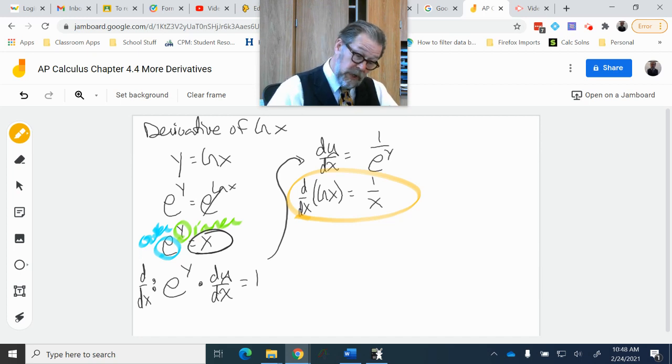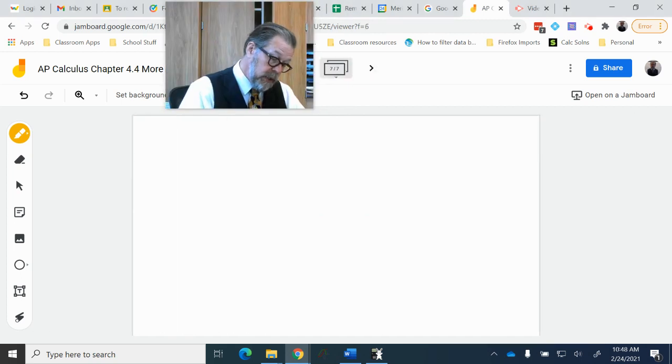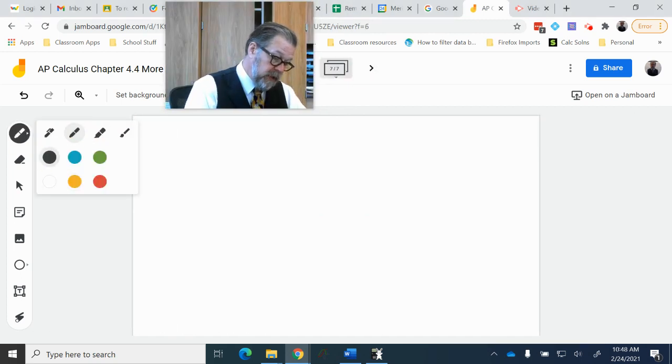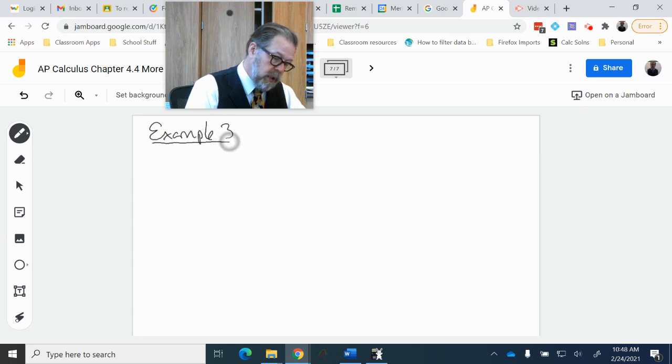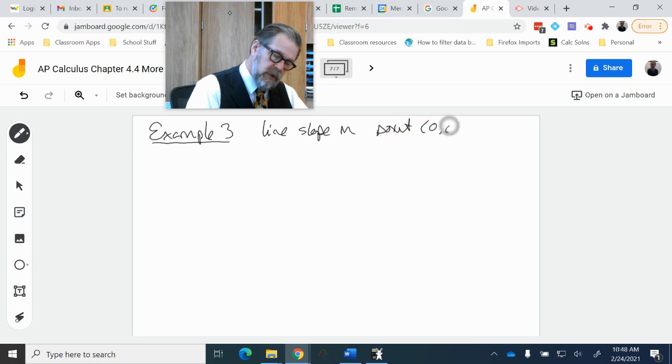All right, let's do an example. We'll switch to the next page. This will be example 3. If you're following along in the book, these are straight out of the book. We have a line of slope m that passes through the point (0, 0), and it is tangent to the graph of y equals natural log of x. Find the slope.